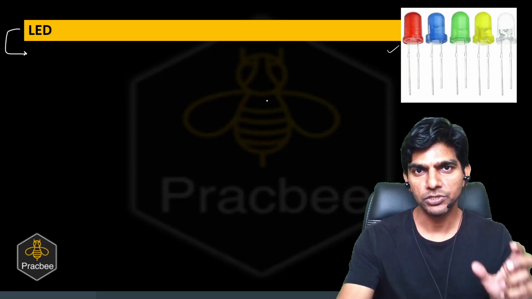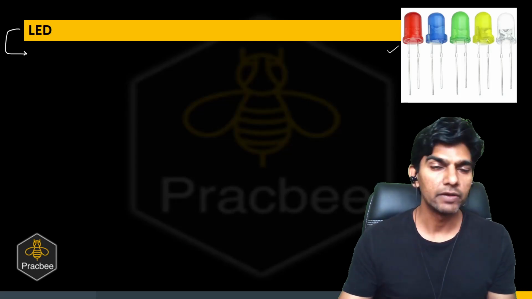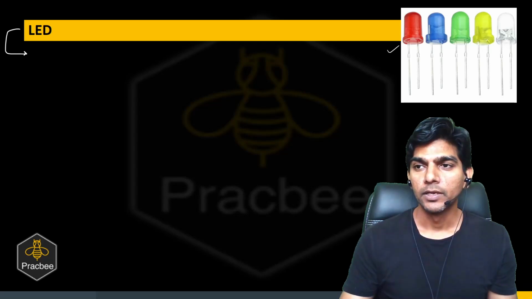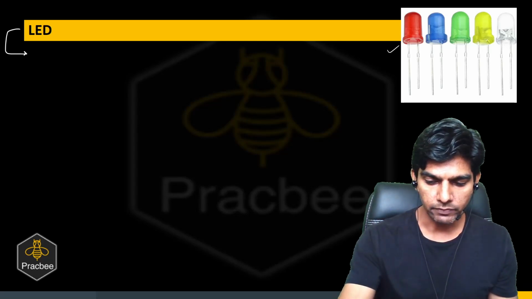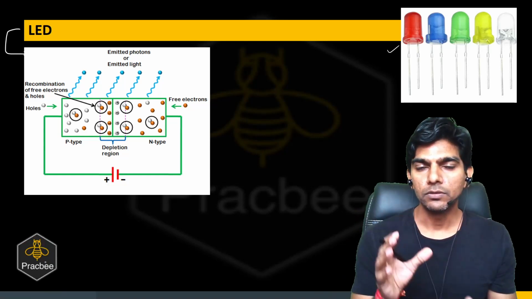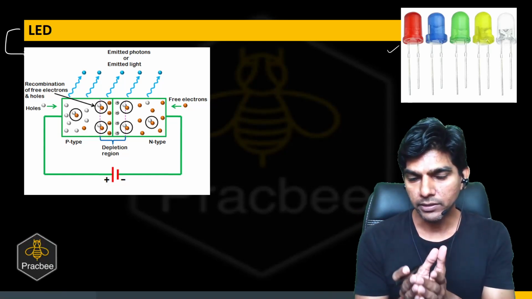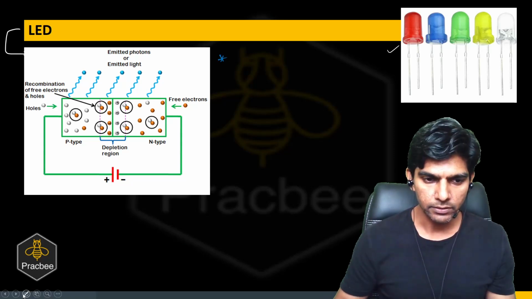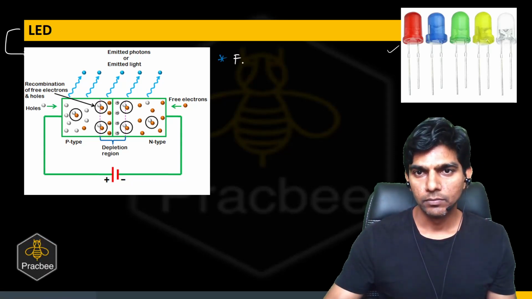So various commercially available LEDs are there. We have amber light, red light, blue light, green light, right? White light. All these LEDs are available in the market. Now let us see what happens in the case of LED. So we have a diode and we operate this diode in the forward biased mode. So remember this, it is operated in forward biased mode.